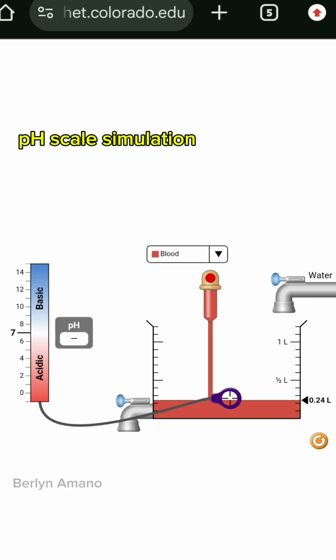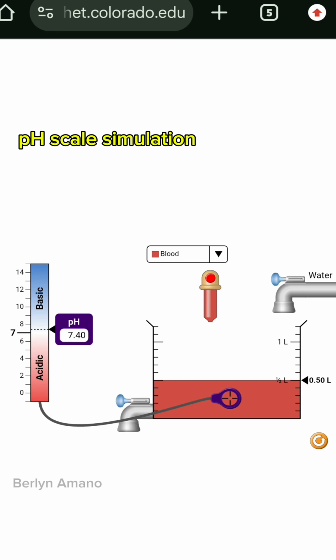I'll try blood. So our blood has a pH of 7.40, and it is slightly basic, right? Our human body carefully regulates blood pH because even small changes can affect health. So it's important for you to eat a balanced diet, because if you eat too much sugar or too much meat, it becomes acidic. Okay, and it just leads to health issues. Let's delete that. It becomes less basic, 7.21.